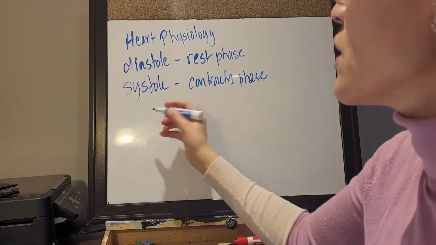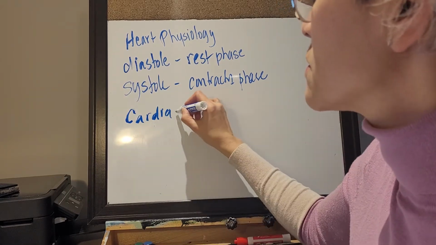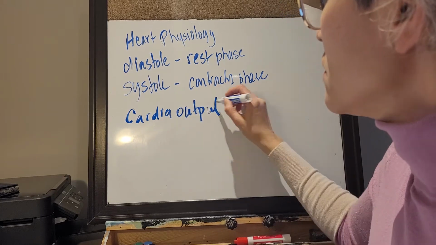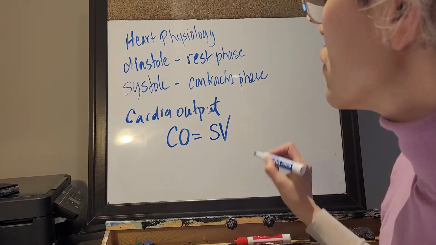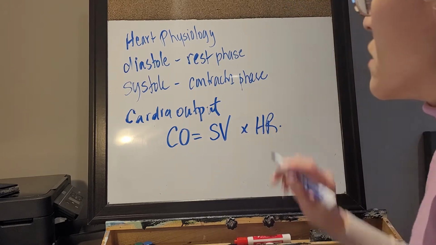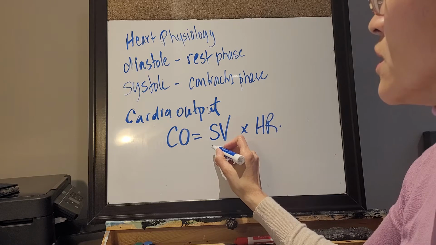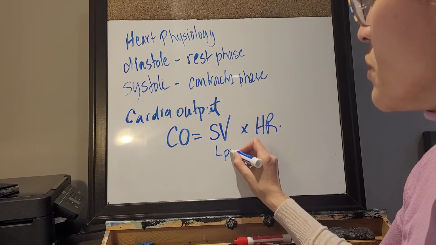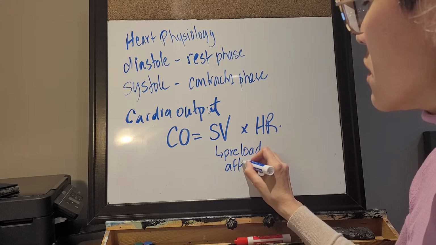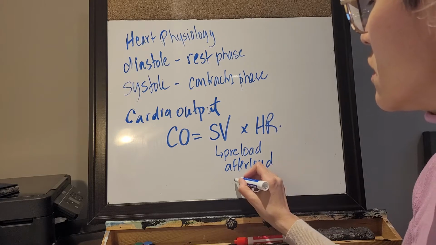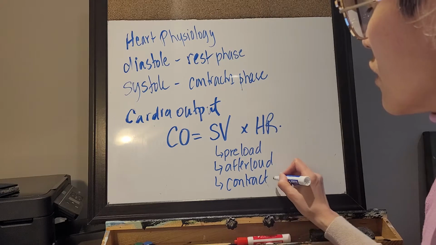Okay. The other thing I want to talk about is cardiac output. And that's represented by the following formula: stroke volume times heart rate. Stroke volume is affected by a couple of things. It's affected by the preload, afterload, and contractility.